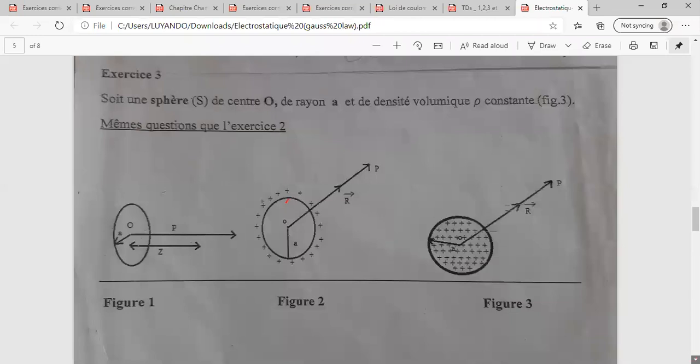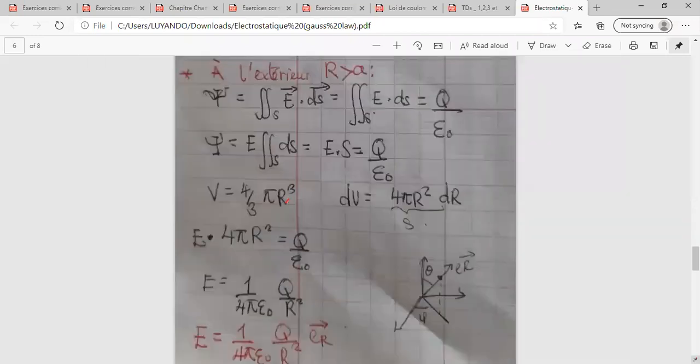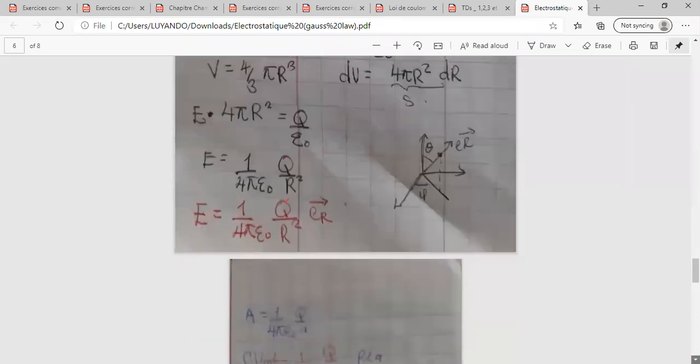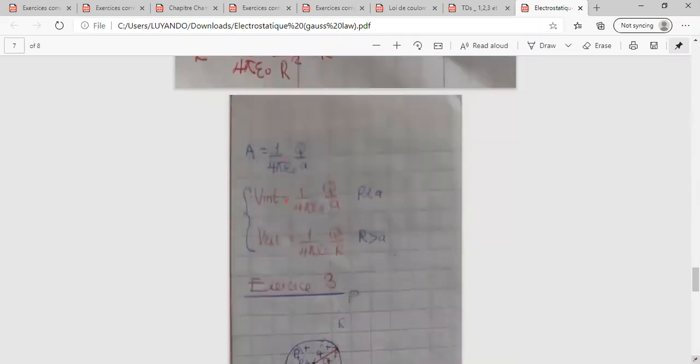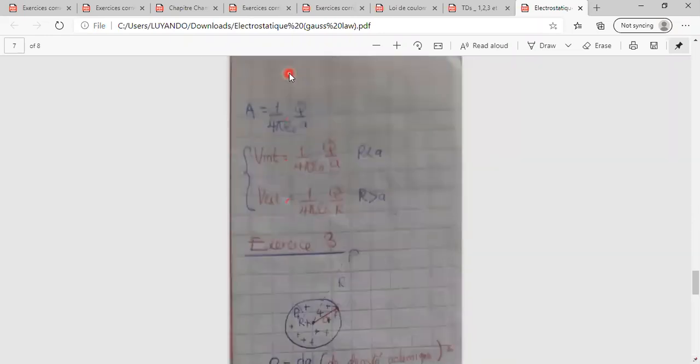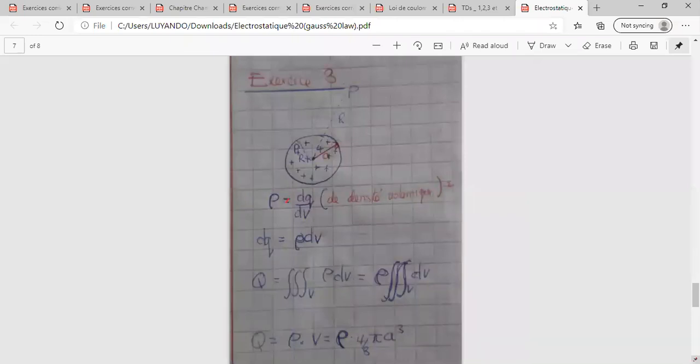Don't mind this, this is the V, sorry, I included it in the PDF. So we go to exercise three. We have our rho, which is a constant, the volume density. This is our sphere, we have charges, we have our A, and we have R, the radius outside the sphere. We have been given our rho.